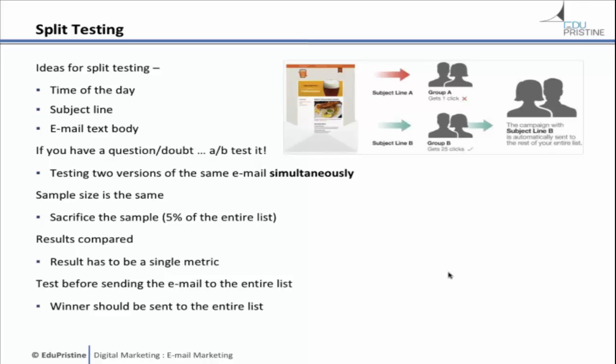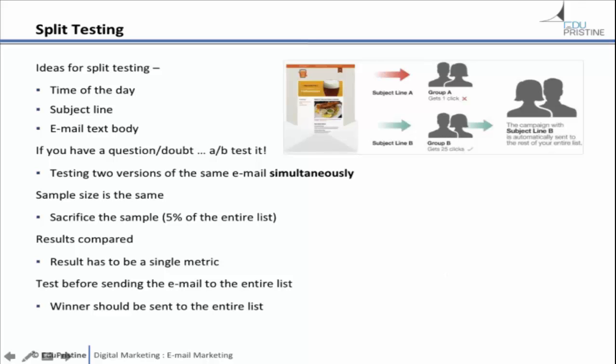Test before sending an email to the entire list. So also with regards to the single metric, see how are they responding. And the winner should be sent to the entire list. So whatever A/B testing that you're doing, out of which one campaign performs really well, you should send it to the entire list.